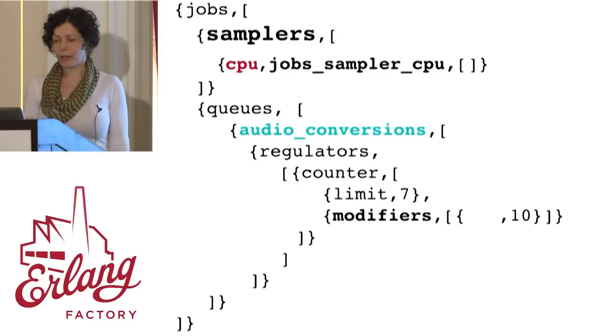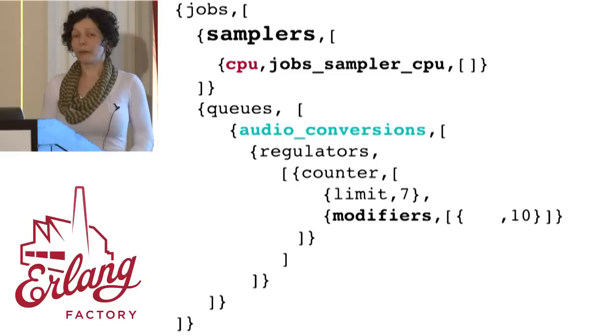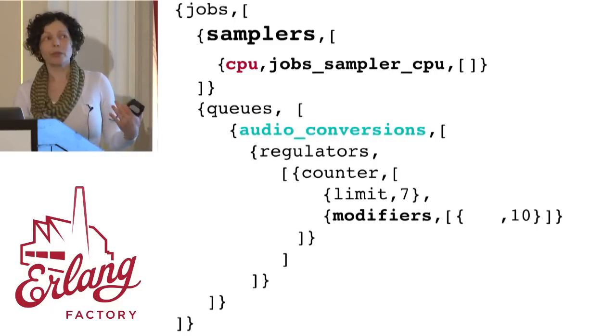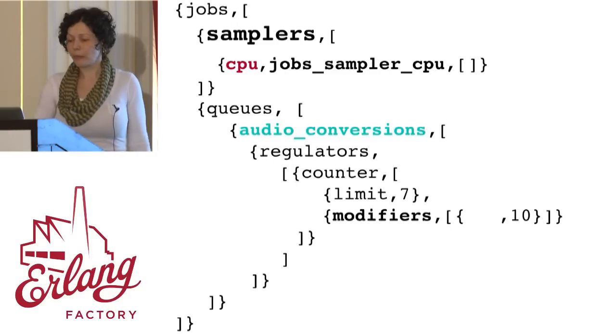So this is how we set it up. When we start our job server, we're also going to start our samplers. Let's say we decide to sample the CPU load. To sample a CPU load, the jobs framework comes with an out-of-the-box sampler. It's called job sampler CPU.